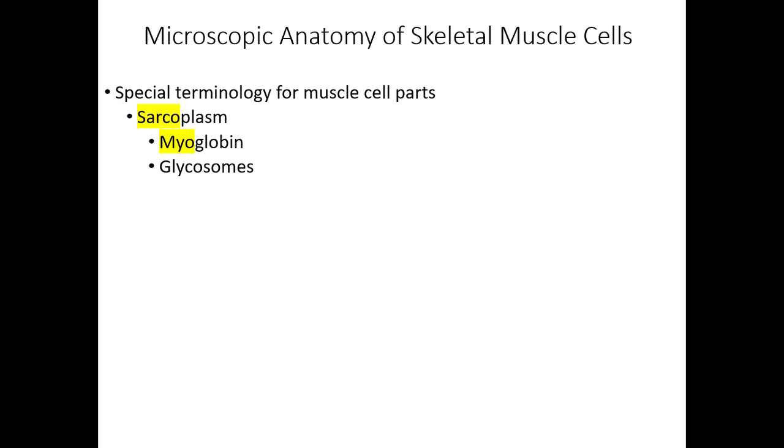So glyco makes us think of sugar. We've talked about glucose and glycogen, right? Forms of sugar. So glycosomes are going to store glycogen, which can be converted into glucose. And again, that is a source for ATP production. So these are important things that we have in our muscle cells.